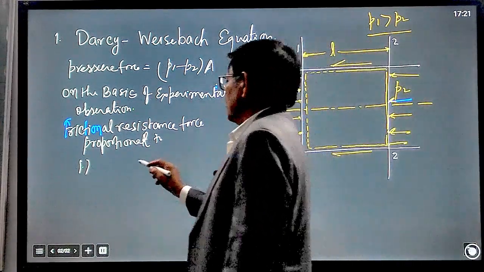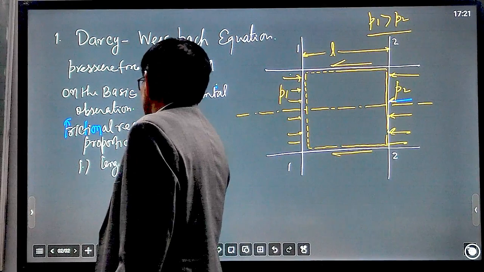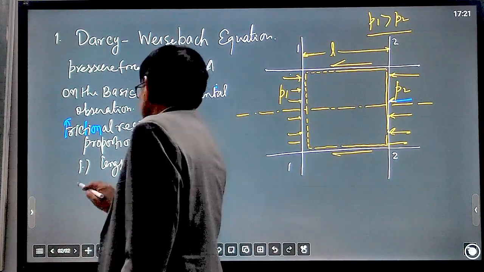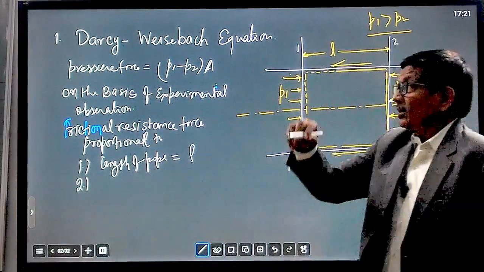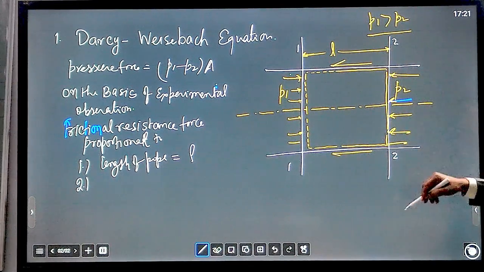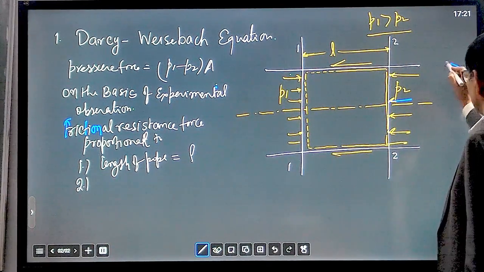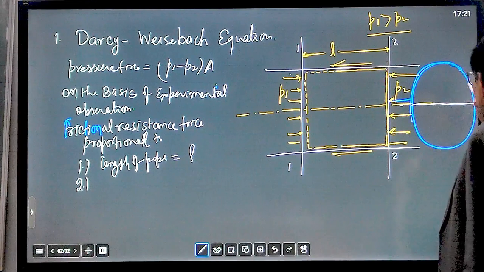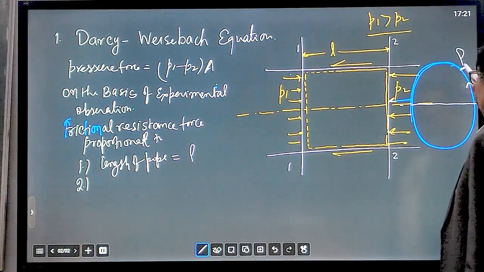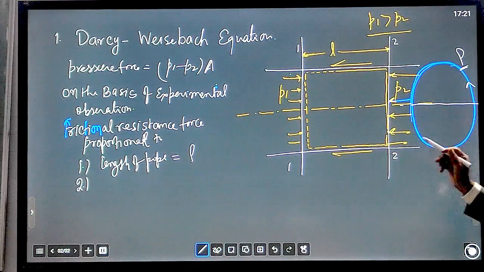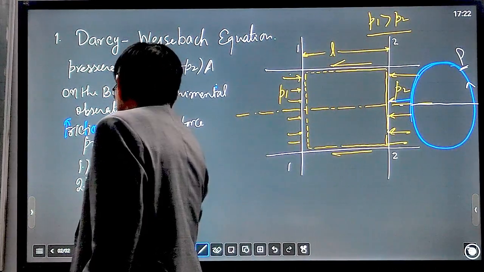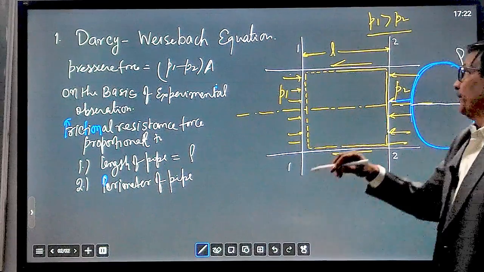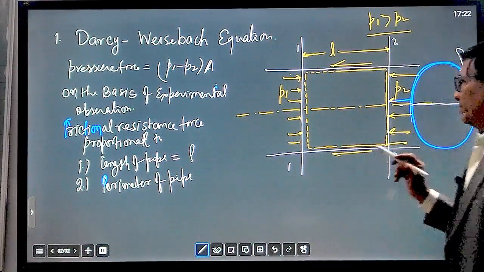So length of pipe means how much? We have taken length of pipe section equal to L. Number two, perimeter of the pipe. What is perimeter? The circumferential perimeter will be like this. Because the cross section is circular, the perimeter is this one. We are denoting it by capital P. So perimeter of the pipe, the circumferential length of the pipe.